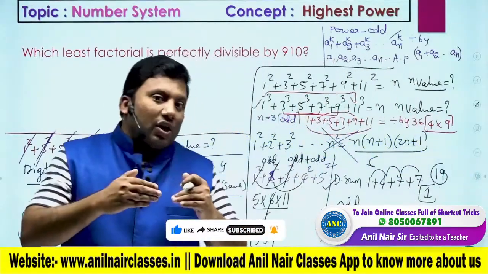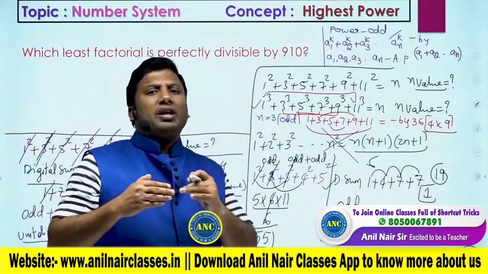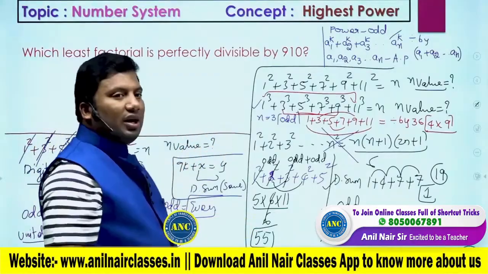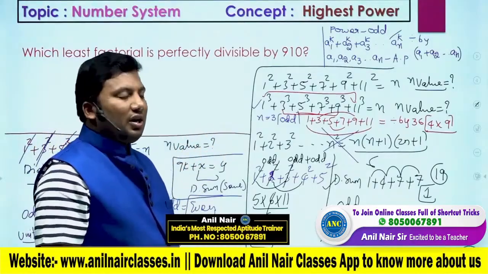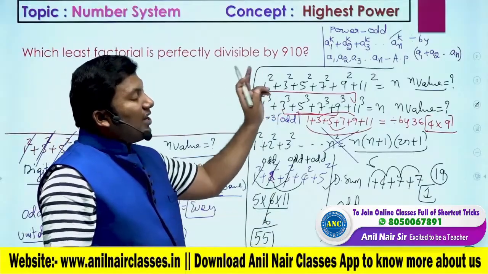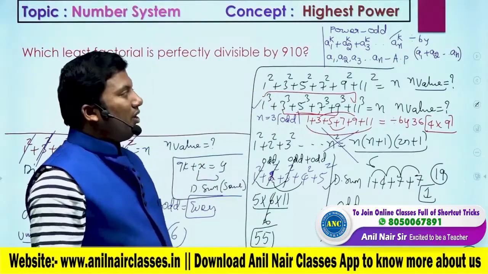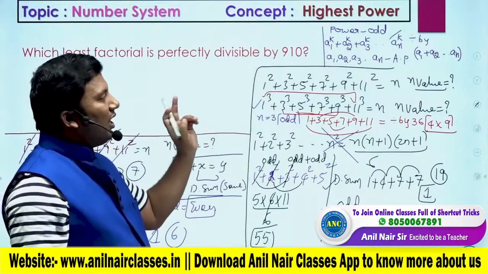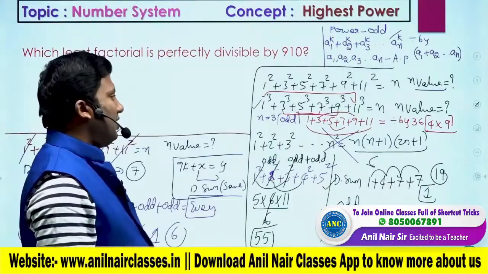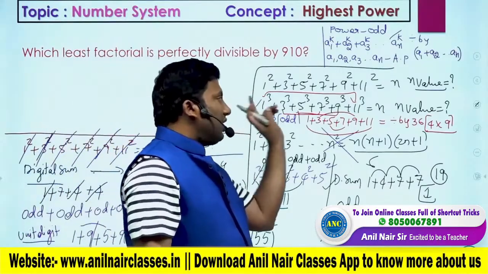If k is an odd number, this is a very, very important key point. Make a note in your notebook. If k is an odd number and the base values are in arithmetic progression, it is divisible by the sum of the bases. Power is 3.